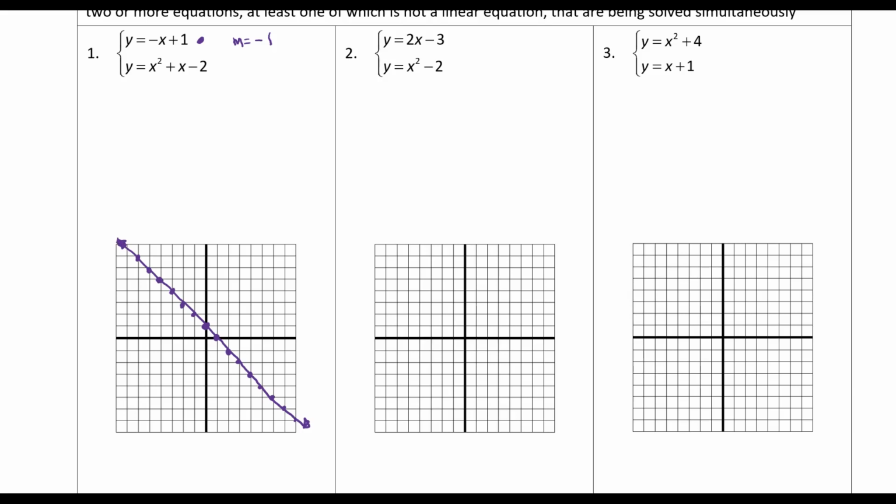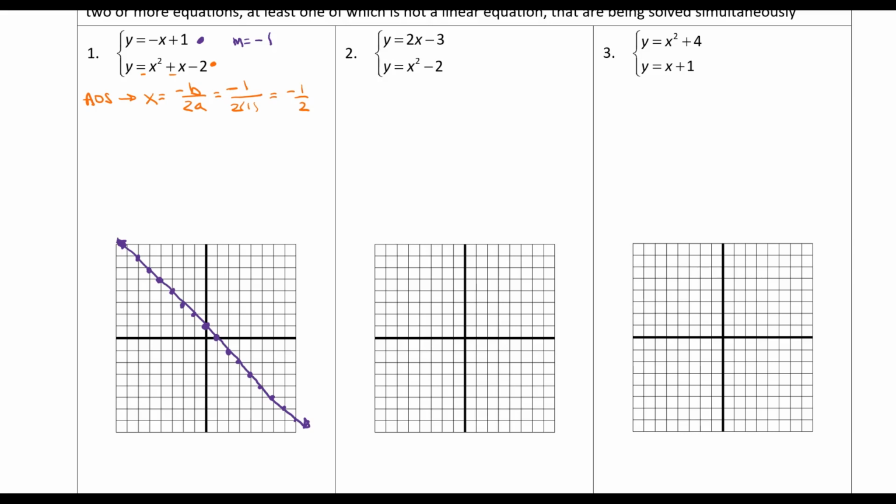All right, my second equation is a standard form quadratic. If you'll recall, to graph a standard form quadratic, the first thing we have to find is our vertex. In order to find our vertex, we're going to find our axis of symmetry. The formula for axis of symmetry is negative b over 2a. In this case, our b is what's in front of our x, so that's an understood 1, negative 1, and our a is what's in front of our x squared, which is also a 1. So that means our axis of symmetry is at negative 1/2.